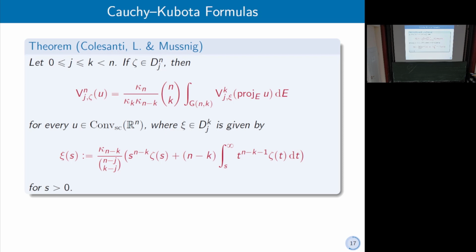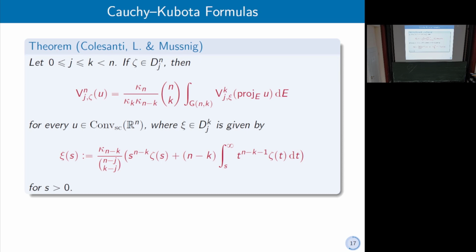Here, it's a little bit different from before. We have here a function theta. The theta is determined by, well, here we have a theta in our class, and this determines a function xi in the corresponding class that are connected through this formula. And this connection is this kind of integral transform down here, and this is an invertible transform. So you can go in both directions.